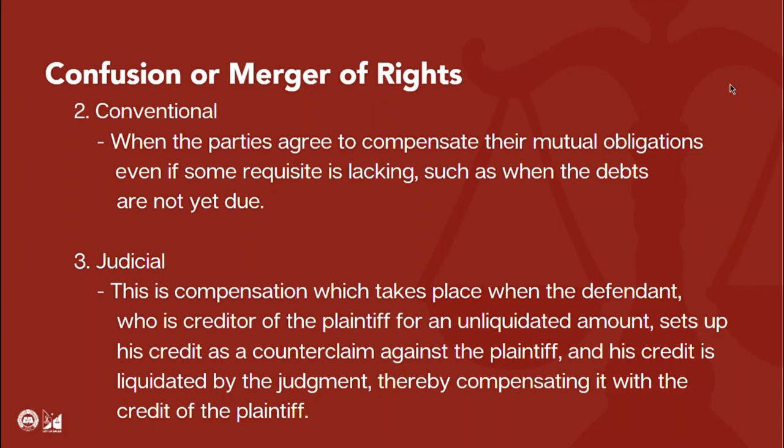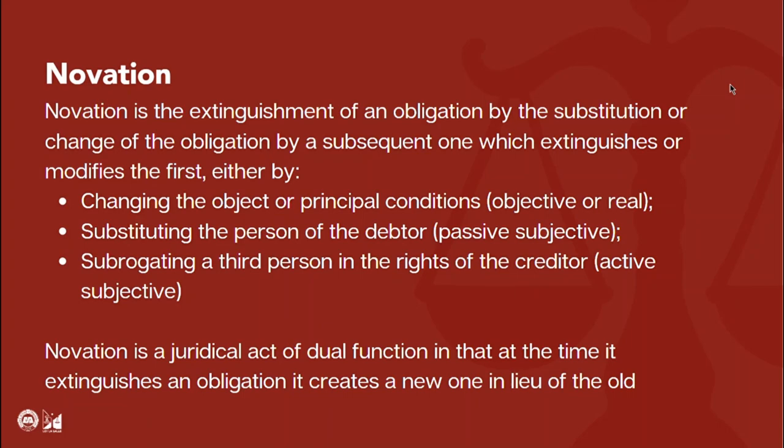Lastly, we have novation, which is the extinguishment of an obligation by the substitution or change of the obligation by a subsequent one, which extinguishes or modifies the first, either by changing the object or principal conditions, substituting the person of the debtor, or subrogating a third person in the rights of the creditor. Novation is a juridical act of dual function in that at the time it extinguishes an obligation, it creates a new one in lieu of the old.